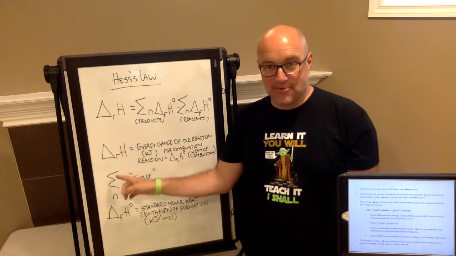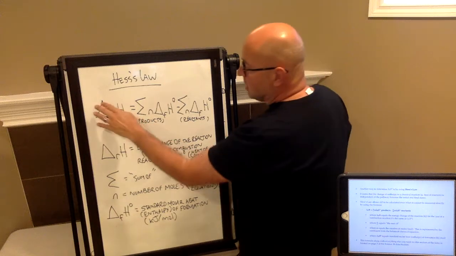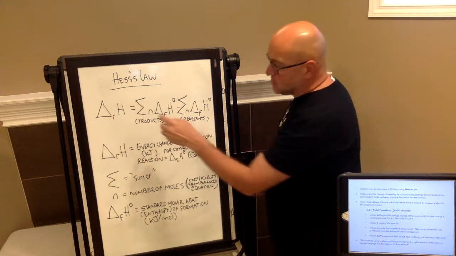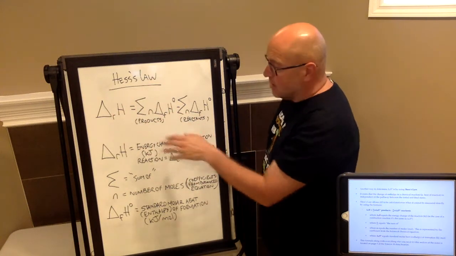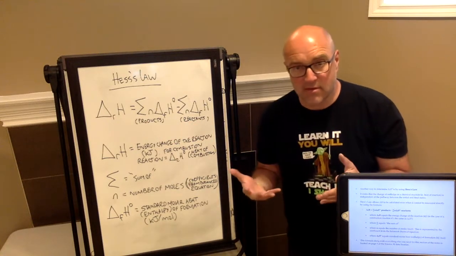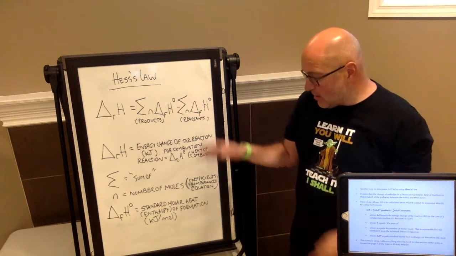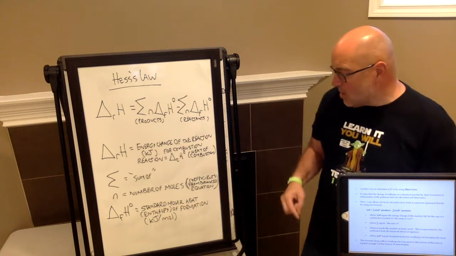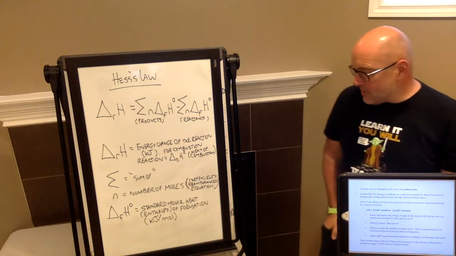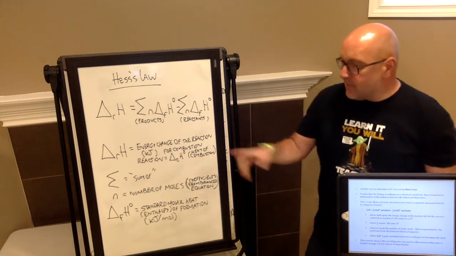It's the Greek letter epsilon, which represents the sum of. So I've got my delta RH is going to be equal to the sum of the moles of my products times basically their standard molar enthalpy, or heat of formation. All right. So this value here.